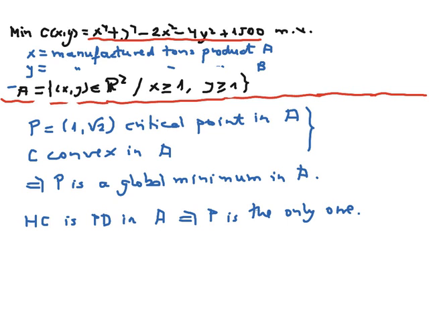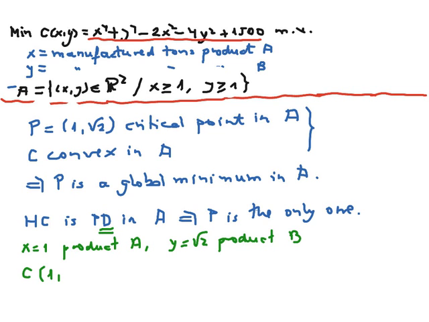Then we have a critical point in set A, and C is convex in A, then P is a global minimum of C in A. Moreover, as the Hessian matrix at any point was positive definite instead of semi-definite, we can conclude that P is the only global minimum of C in A. So the answer would be that we must manufacture 1 unit of product A and root of 2 units of product B to reach the minimum cost, which would be C evaluated at point 1, root of 2, which is 1,495 units.